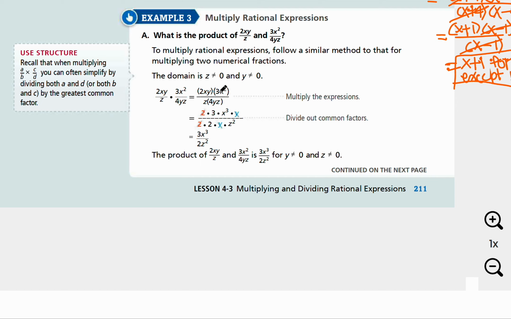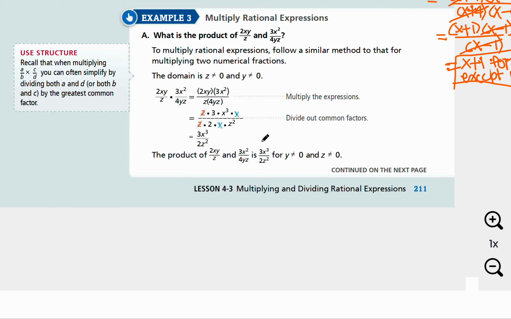So multiply 2 and 3. But we do have the same factor here for 4, right? So if you factor out completely, you will have 2 canceled out, then you have 3 over 2. Then you have y canceled out because there's 1 y in each of the numerator and denominator. So you can cancel them out. You will have 3x cubed over 2z squared if you simplify it. So the product is 3x cubed over 2z squared.